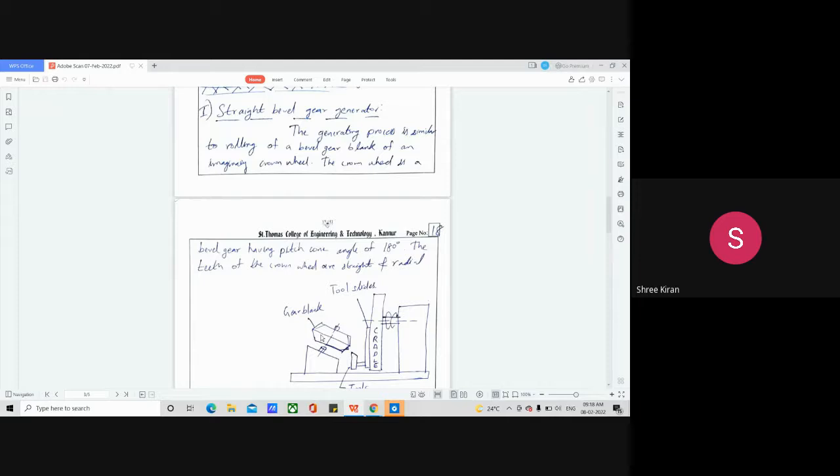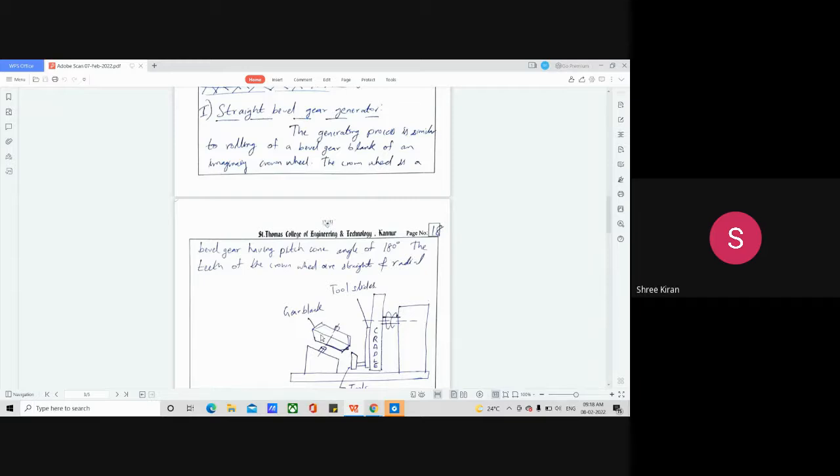The crown wheel is the bevel gear having a pitch cone angle of almost 180, maximum up to 180 degrees. The teeth of the crown wheel are always straight and radial. In practice, instead of a full crown wheel, only two teeth are used for generation of a bevel gear from a blank. So two cutting tools in the form of two teeth of a crown wheel are used. The tools have the profile of the teeth being cut. The two tools together cut only one tooth space at a time. That's what happens in the case of a straight bevel gear generator.